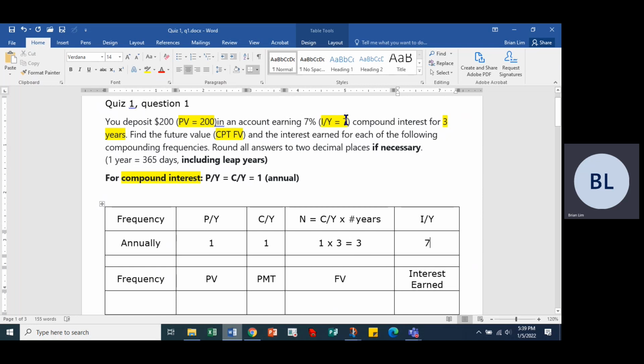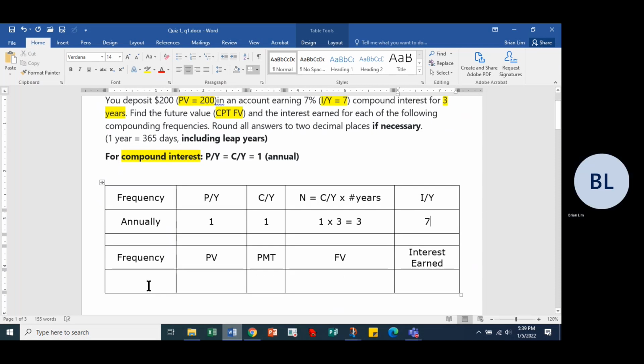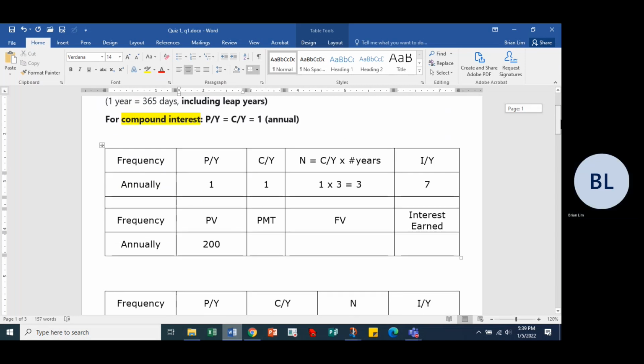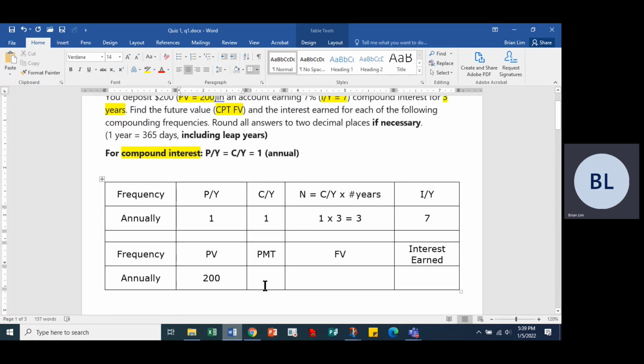We had it up here. And the frequency, yes, it's the same. It's annually, A-N-N-U-A-L-L-Y. Present value is the amount of money we're putting in, and that is the $200. That's right at the top, right up here. PV is 200, not PY. PY has already been inserted. Okay, so payment: we're not making a periodic payment, so we're not paying annually, so we will put a zero in there.